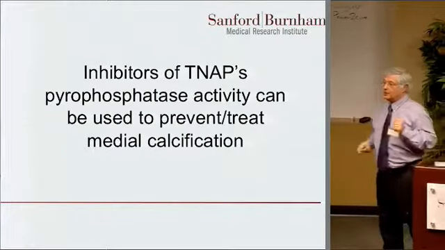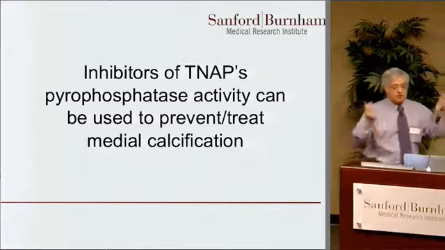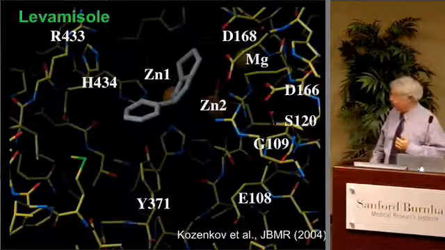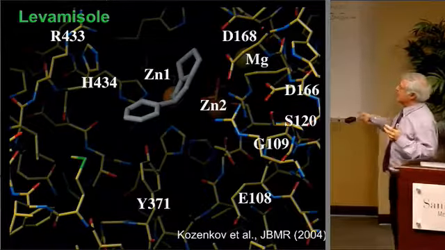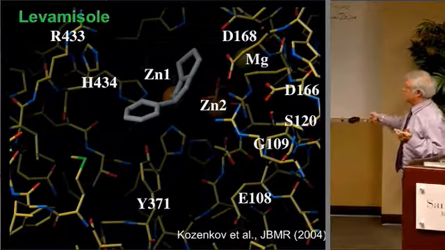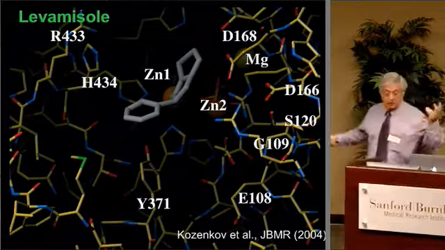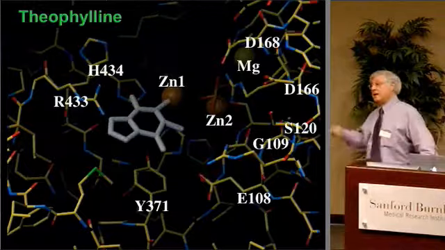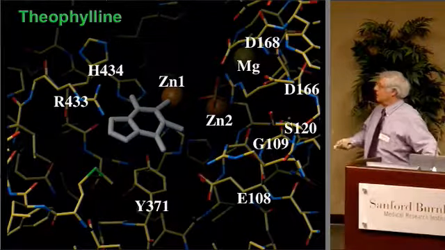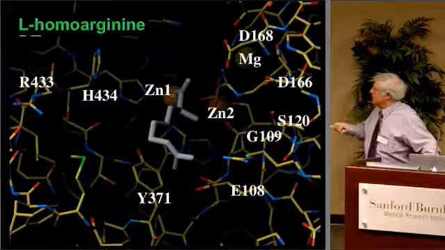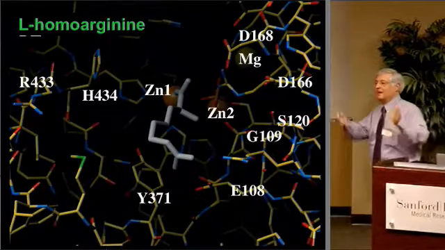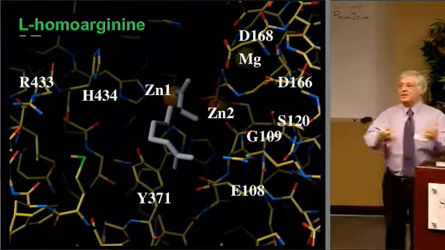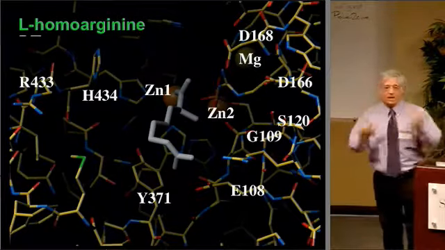Producing potent inhibitors of the pyrophosphatase activity of alkaline phosphatase could be used to prevent and treat this severe condition. We spent many years mapping the binding of inhibitors into the active site of alkaline phosphatase. Levamisole is a known drug, a poor inhibitor though. We mapped it. Theophylline is another approved drug, poor inhibitor. We mapped it. L-homoarginine as well. All of this work helped us understand the nature of the active site of the enzyme that could help us drive medicinal chemistry efforts towards optimizing a good inhibitor.